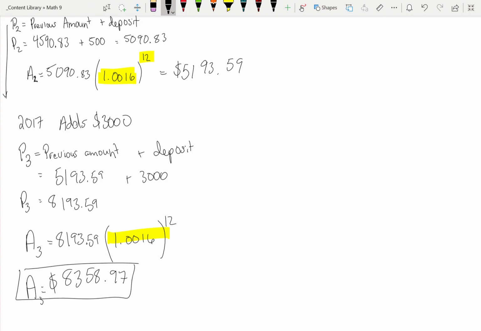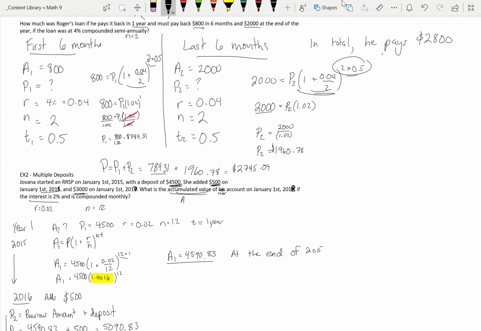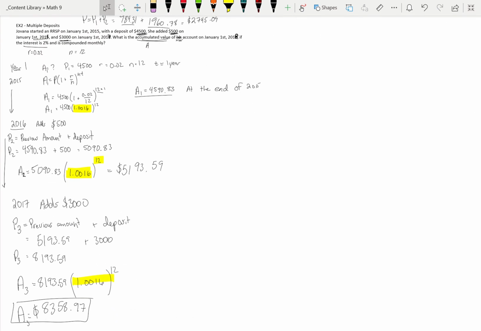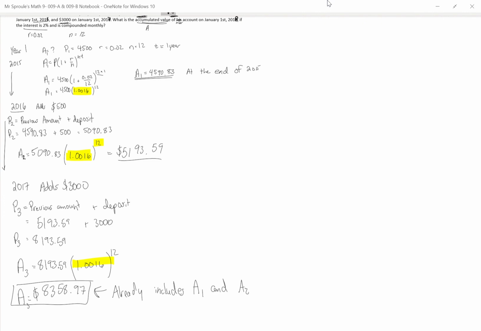One of the differences that you'll notice is that in the previous example, I added together my values because they were the principal. If I'm finding the amount, it's the amount at the very end. So when I'm calculating amounts, I'm not wanting to add my A1, my A2, and my A3, because my A3 already includes A1 and A2. So keep in mind, interest is a very tricky problem.